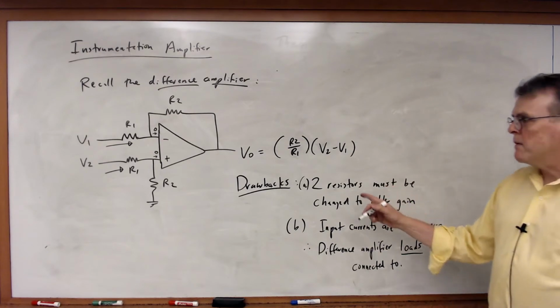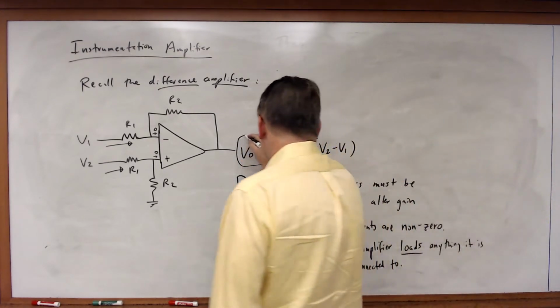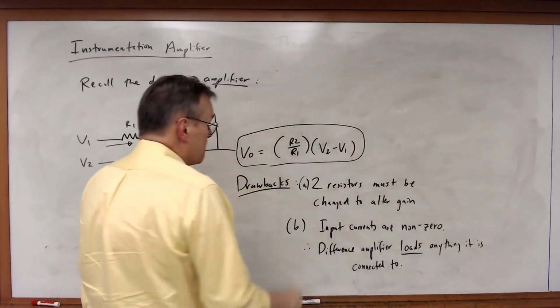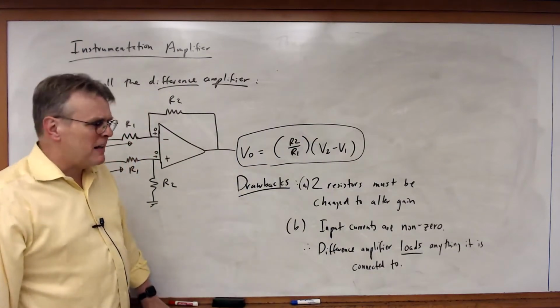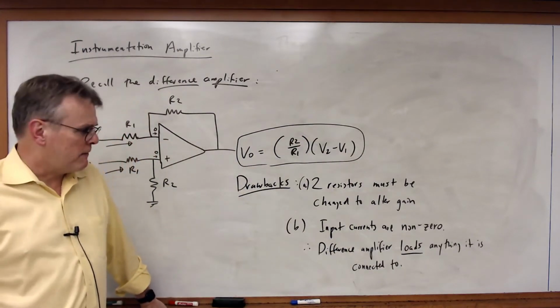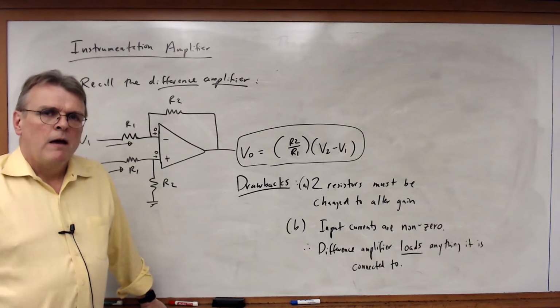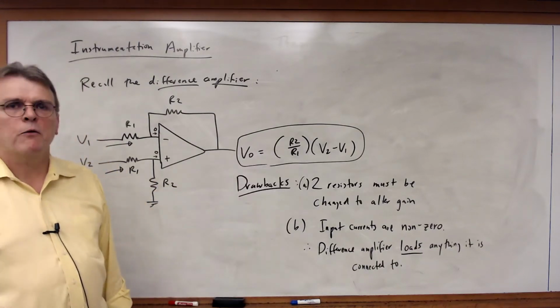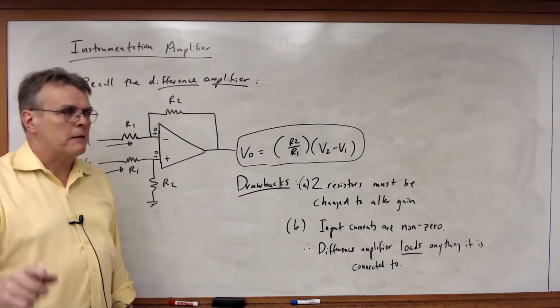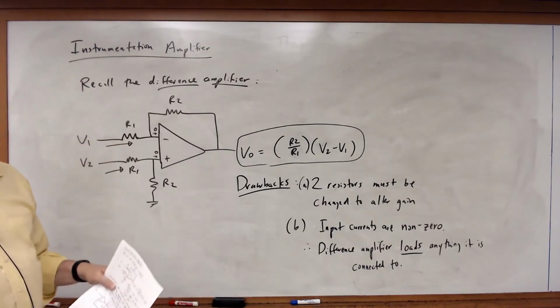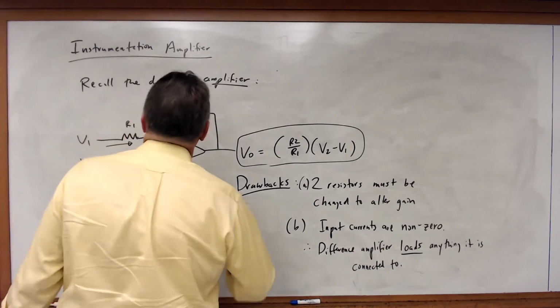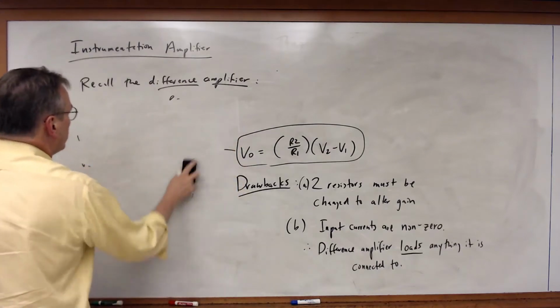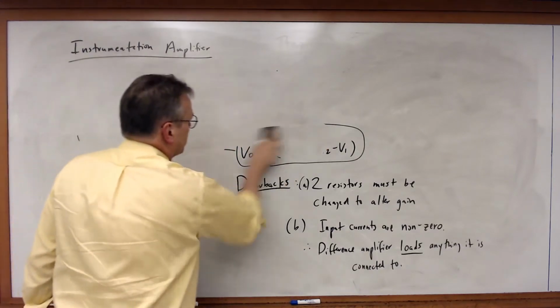So a difference amplifier works. It certainly does implement this particular mathematical function, but it really has some drawbacks that make it kind of difficult to use. Is there a better way to implement this function? Well, there is if you're willing to use more op amps, and that's where the instrumentation amplifier comes in. Here's a better way to do the difference function.